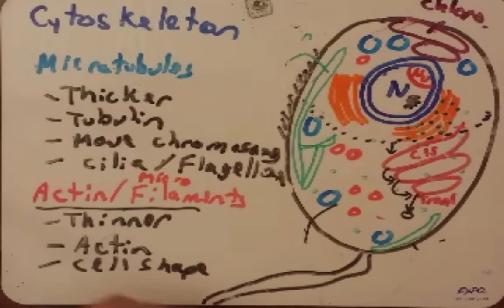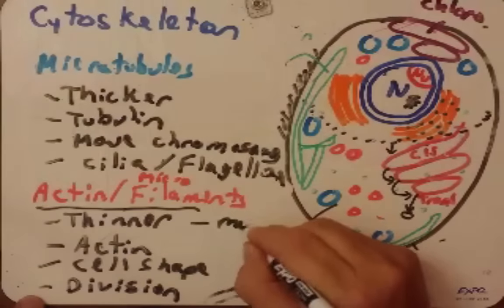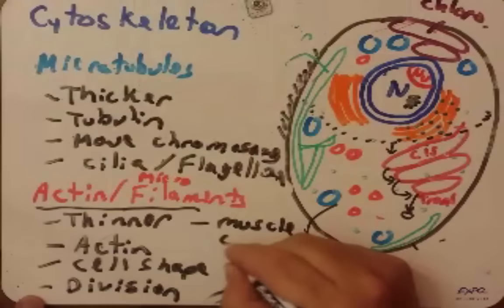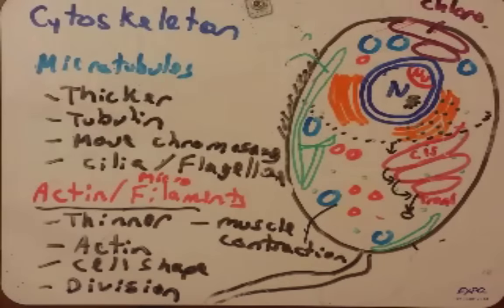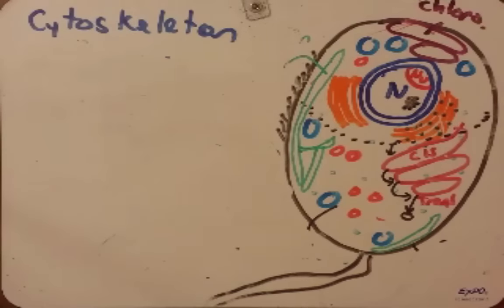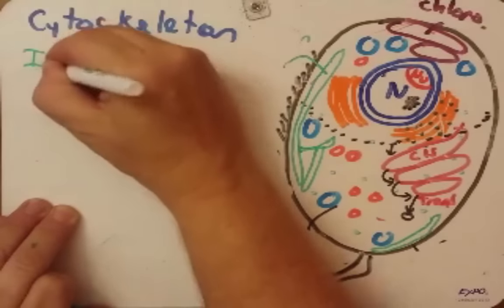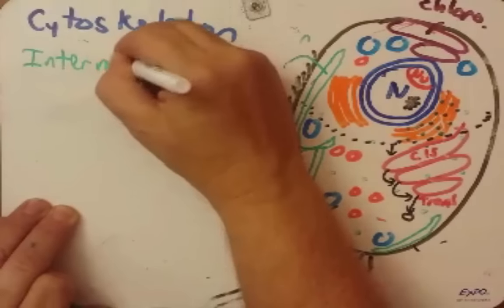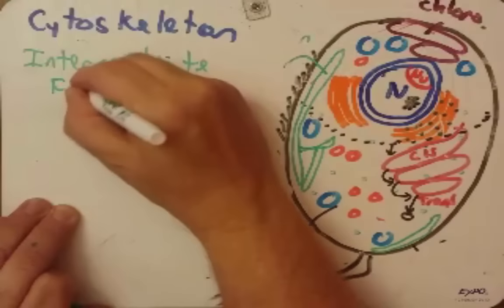They also play a role in cell division, and I'll write it up here, muscle contraction. There is one more kind of cytoskeleton that I want to tell you about, and I don't have room to write it here, so I'm going to have to erase this. And this third cytoskeletal component is called an intermediate filament.